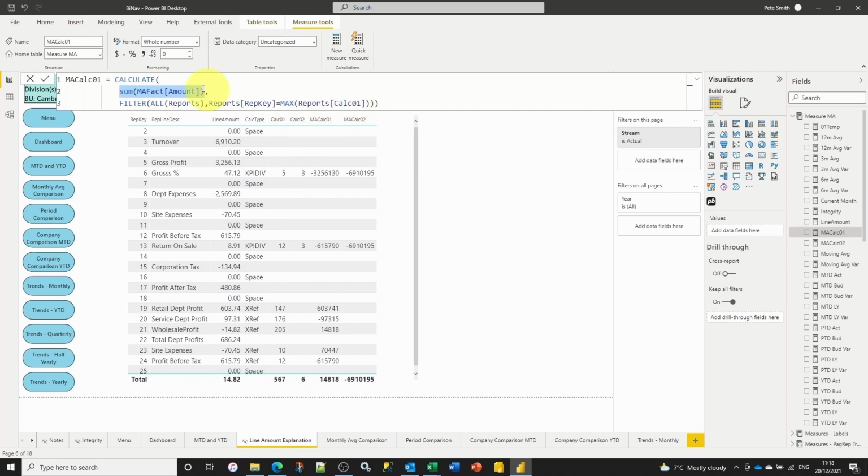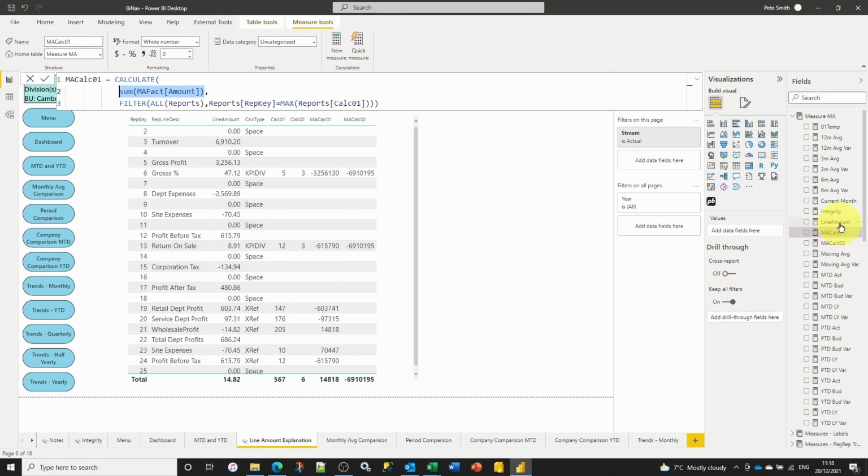Similarly, Calc 2 is exactly the same as this, but with Calc 2 here. And so having got MA Calc 1 and MA Calc 2, we can then divide one into the other and get the correct result. So that's a key concept of expanding the context or stripping the current context away and applying the ALL filter there to get the number we need for the KPI that we're working out.